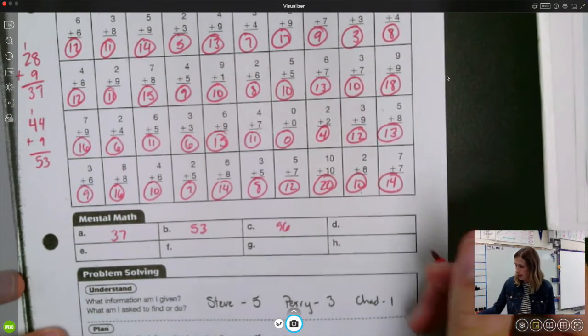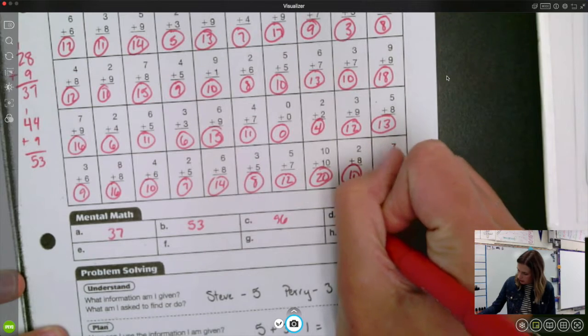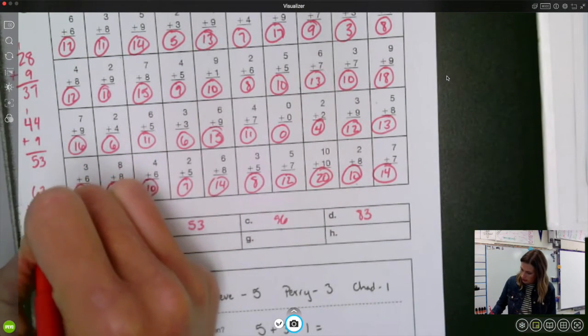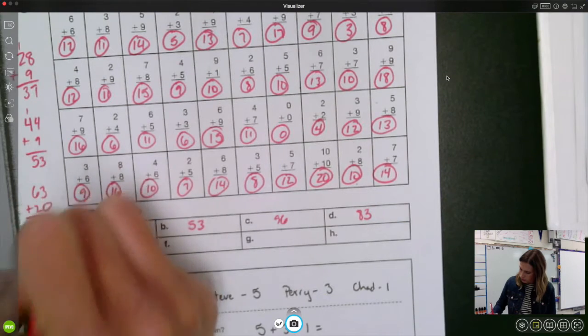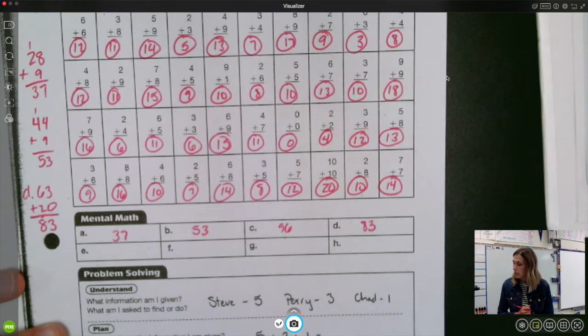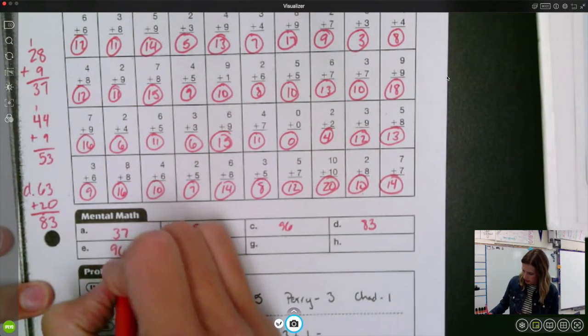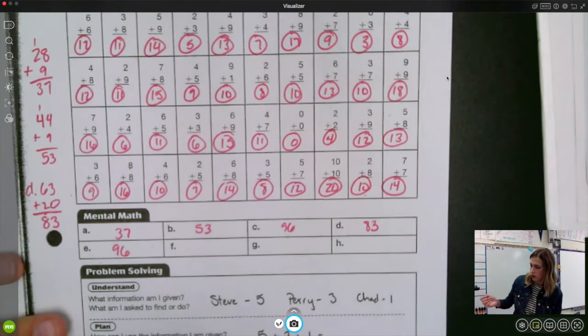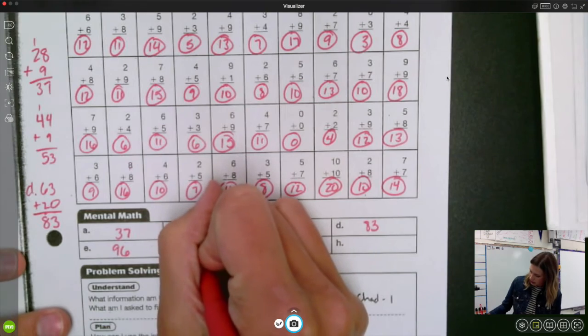D, 63 plus 20. 63 plus 20 is 83, because 6 plus 2 is 8. If you need to see it, that's what I did. E, 46 plus 50. Well, I know 4 plus 5 is 9. 46 plus 50 has to be 96. Next, F, 38 plus 30. 3 plus 3 is 6, so 38 plus 30 has to be 68.